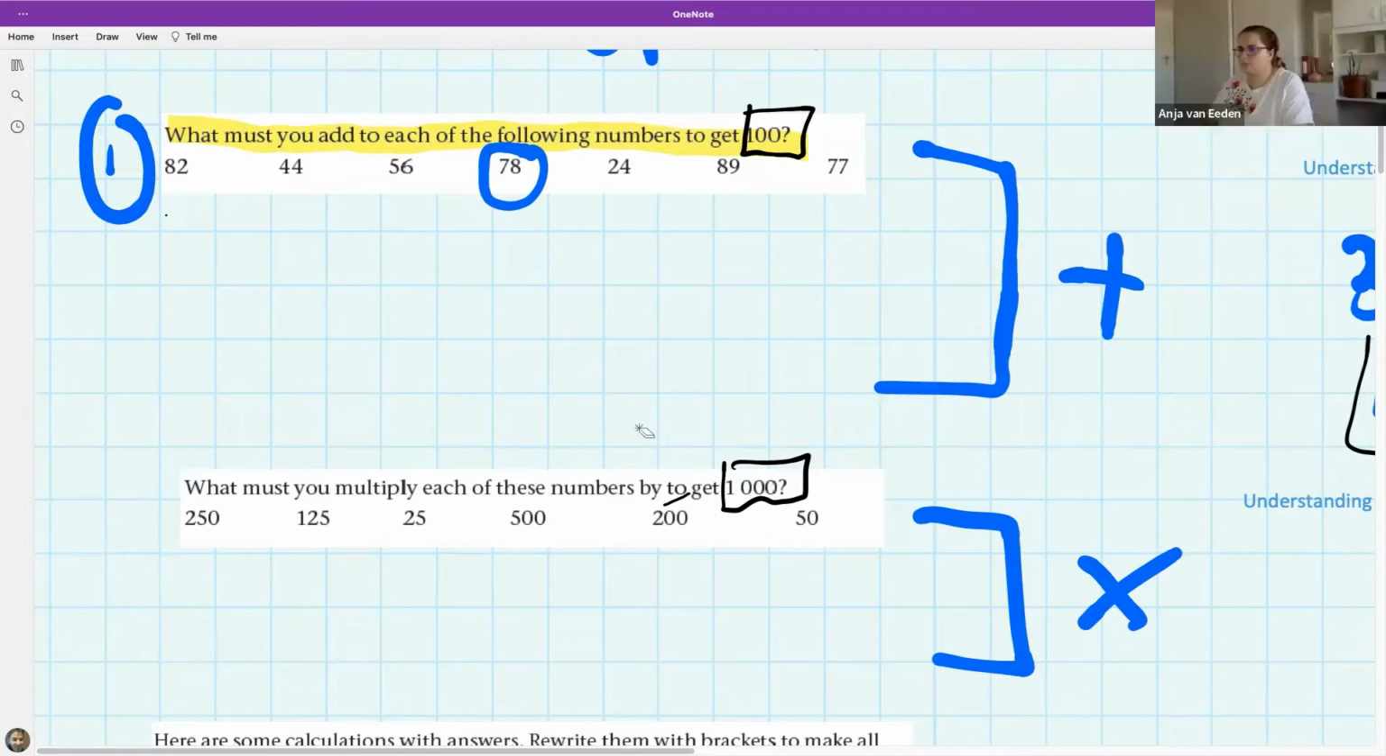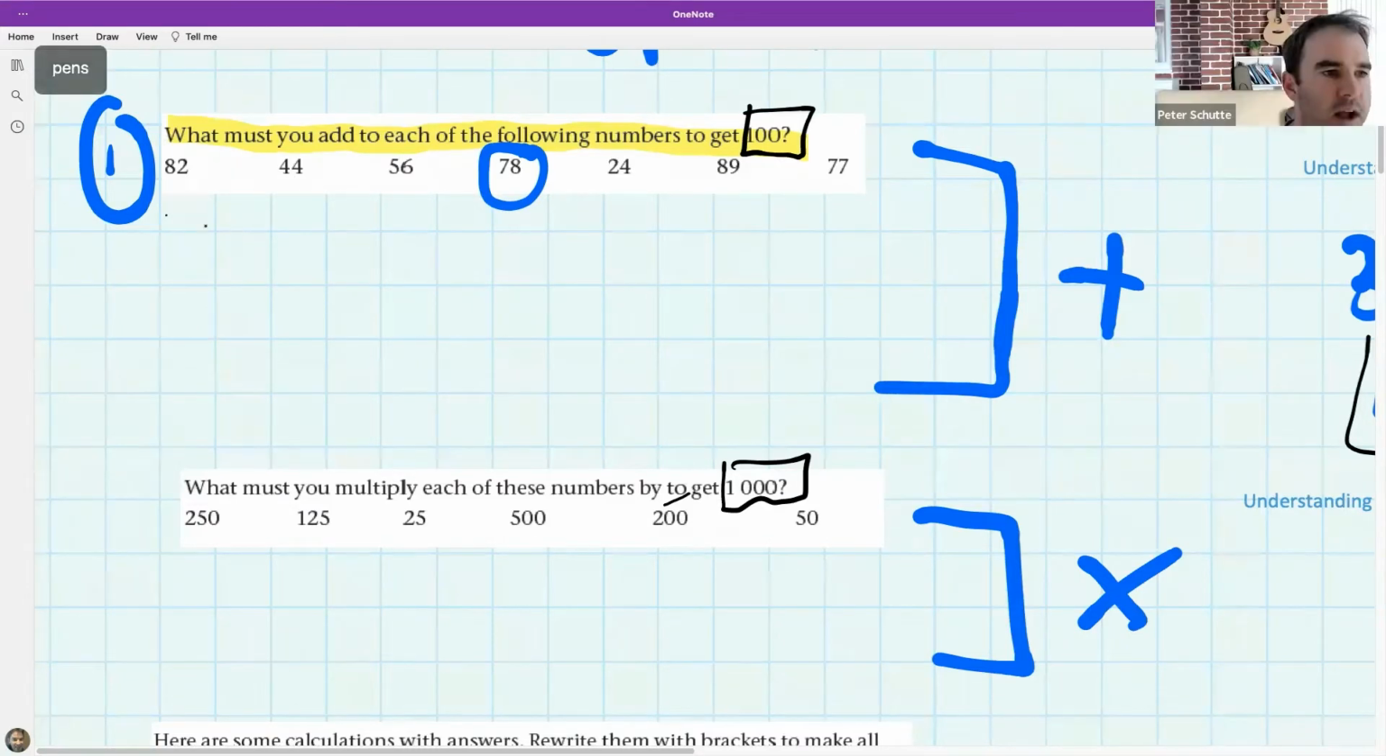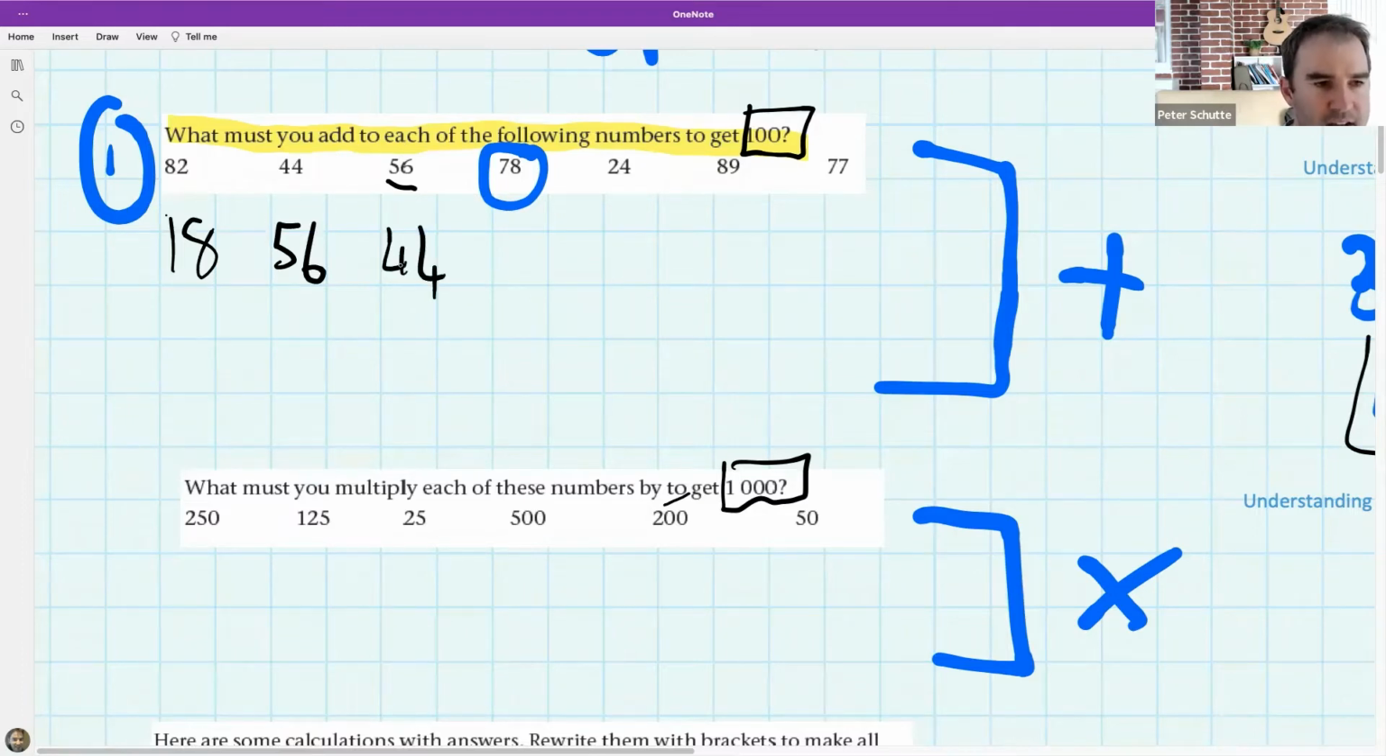So, for example, in the first one, you're asking what number do I add to 82 to get 100? You get 18, because that's what you add to 82 to get 100. The next one is 56. If I start at 56, I need to add 4 to get to 60 and add 40 more to get to 100. So I have to add 44. And then I'll do one more, and I'll leave the last 3 for you. If I add 2 to 78, I get to 80. And then if I add 20, so I add 22.